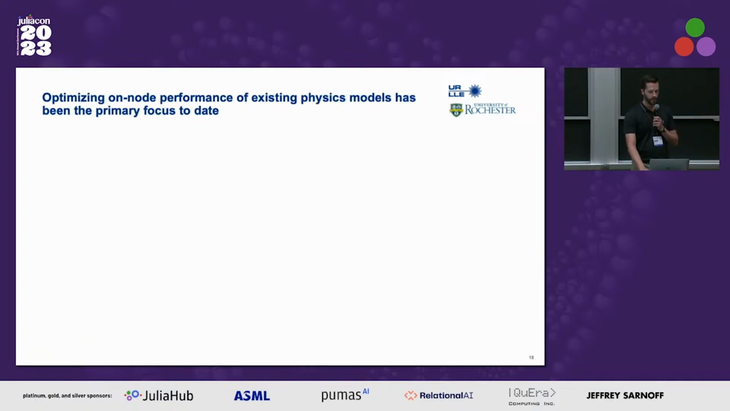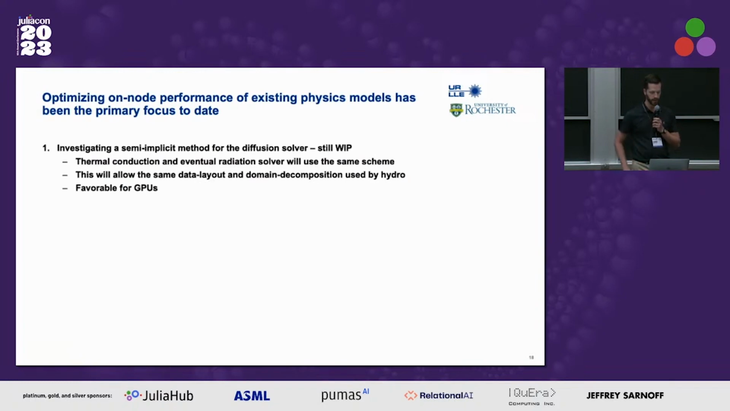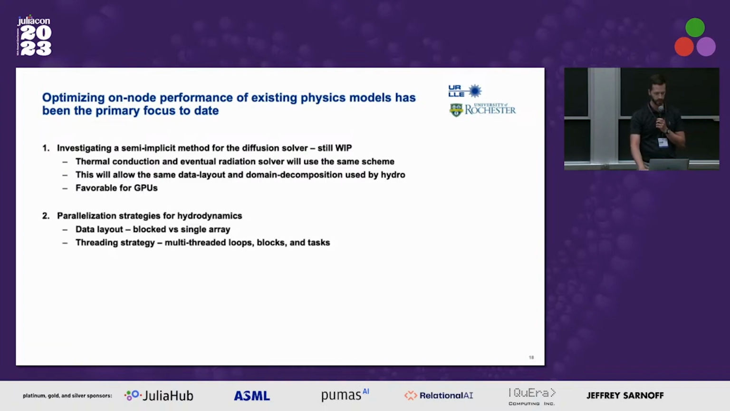Optimizing on-node performance of existing physics models has been the primary focus so far. So we're working on a semi-implicit model for a diffusion solver. This does thermal conduction and eventually also radiation. But this will use the same data layout as the hydro, and this is favorable for GPUs as well. For the parallelization strategies for hydro and the data layout, I've tried a couple different approaches. One is splitting it up into blocks, and one is using single arrays and threading over that. And I'll go over some of the different types that I've used.